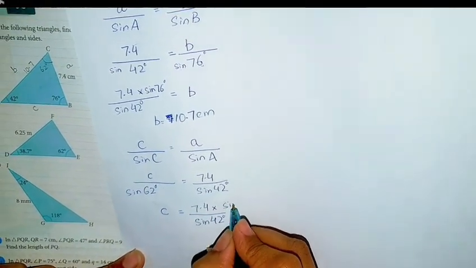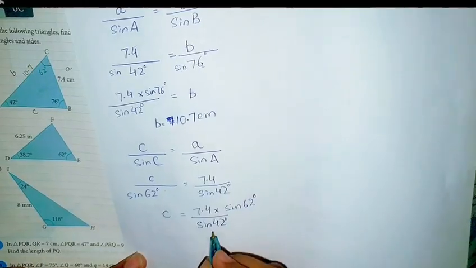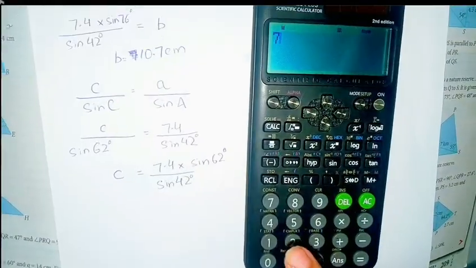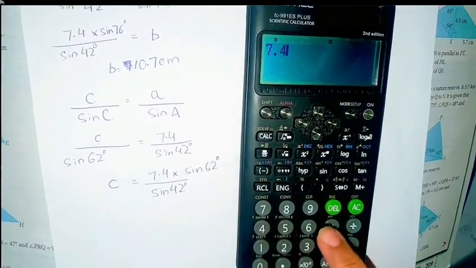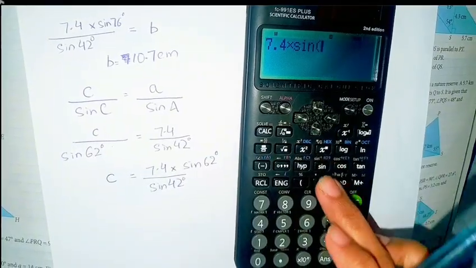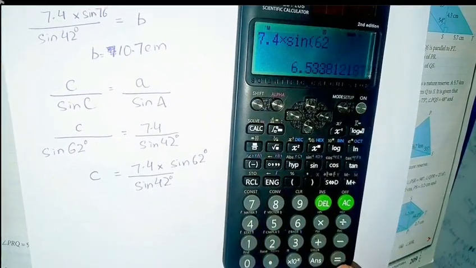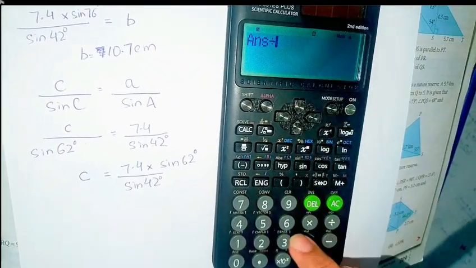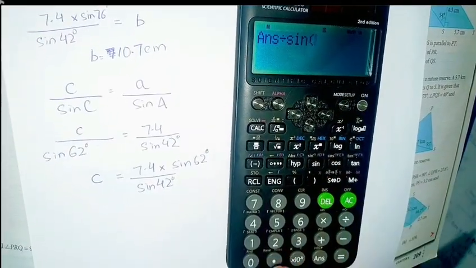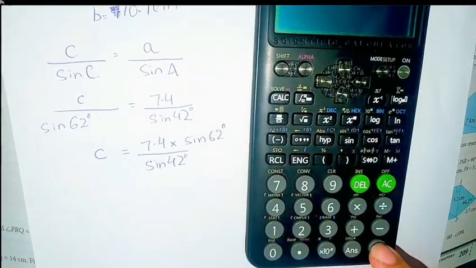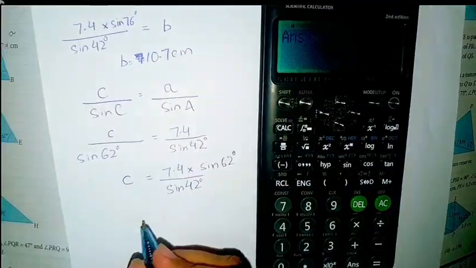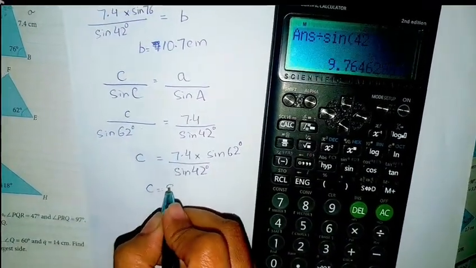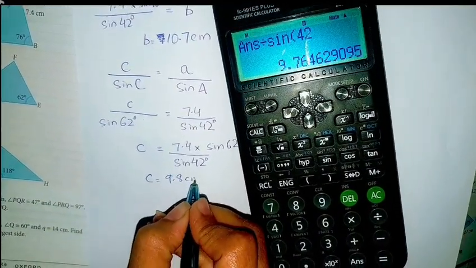So this is sine 62 degrees. Multiply both of them. Write 7.4 times sine 62, then divide by sine 42. So this is equal to 9.76. So C is equal to 9.8. We can write 9.8 centimeters.